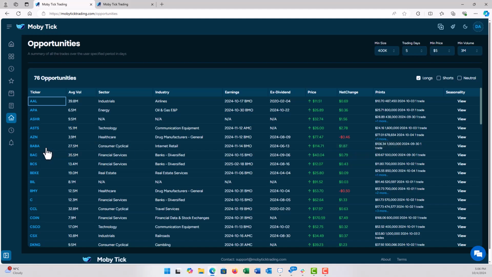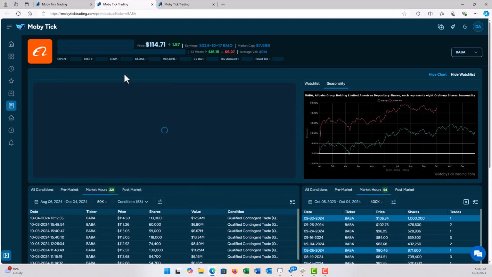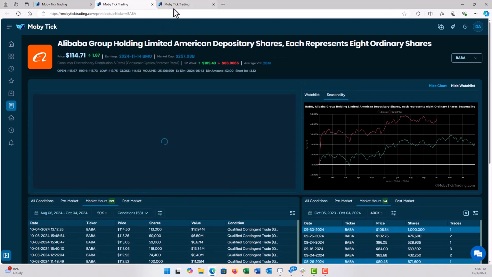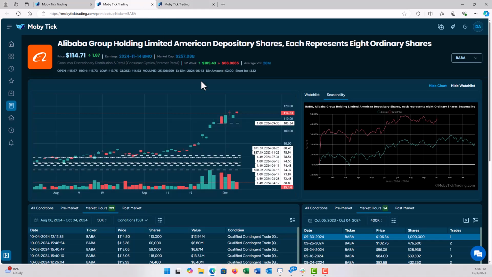So if we're interested in a long on BABA, let's click BABA, and notice here that every time you click one, a new tab opens, so you don't lose the work that you've done. BABA's seasonality here looks to go up in October a little bit, and then it peaks in November, and then kind of does a mushroom top and comes down a bit. So we do have potentially a little bit of bullish seasonality here.